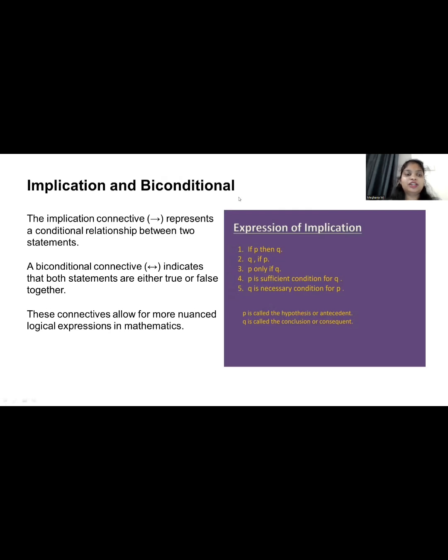And implication and biconditional. The implication connective represents a conditional relationship between two statements. A biconditional connective indicates both statements are either true or false together. These connectives allow for more nuanced logical expressions in mathematics. Expressions of implication: if P then Q, Q if P, P only if Q, P is a sufficient condition for Q, and Q is a necessary condition for P. P is called the hypothesis or antecedent, and Q is called the conclusion or consequent.